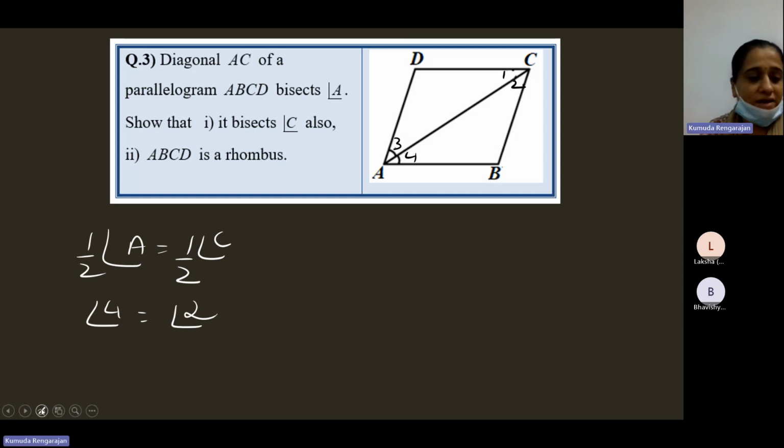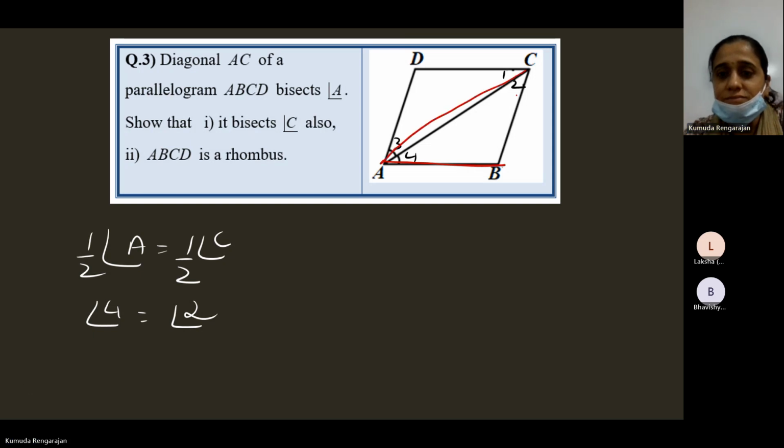So now in this triangle, in which triangle? In this triangle, angle 4 is equal to angle 2. Angle 4 is equal to angle 2 in this triangle. That means if two angles are equal, the sides opposite them are equal. So AB is equal to BC. Opposite sides are equal. Now we proved adjacent sides are equal, so all sides are equal. So the definition is satisfied. A parallelogram in which all the sides are equal is a rhombus. All right.